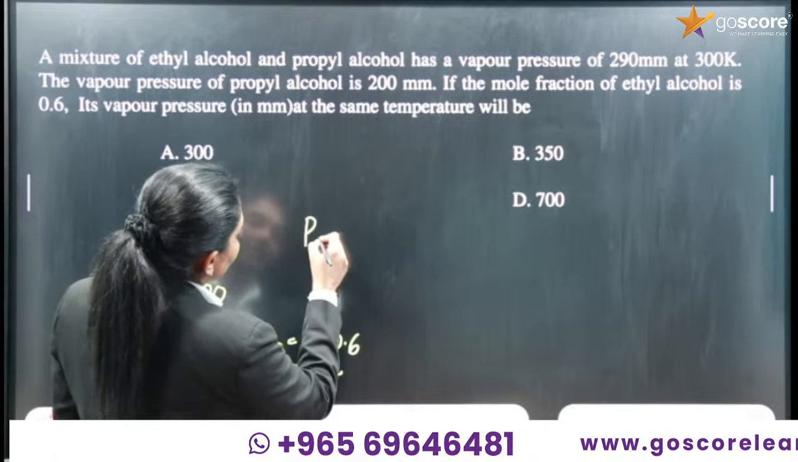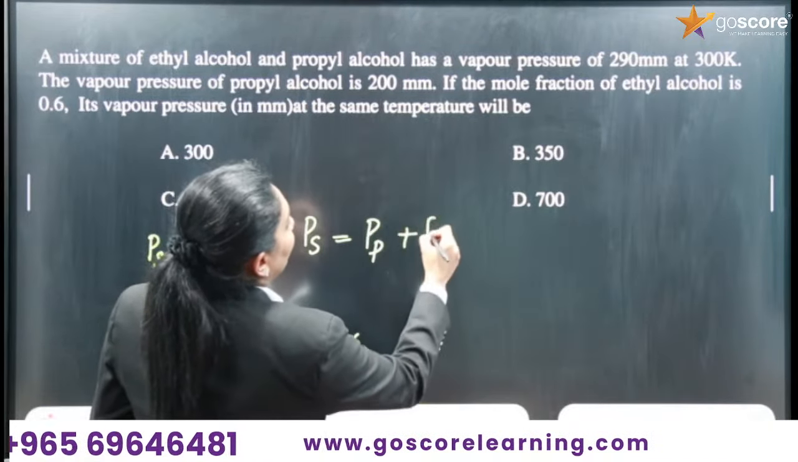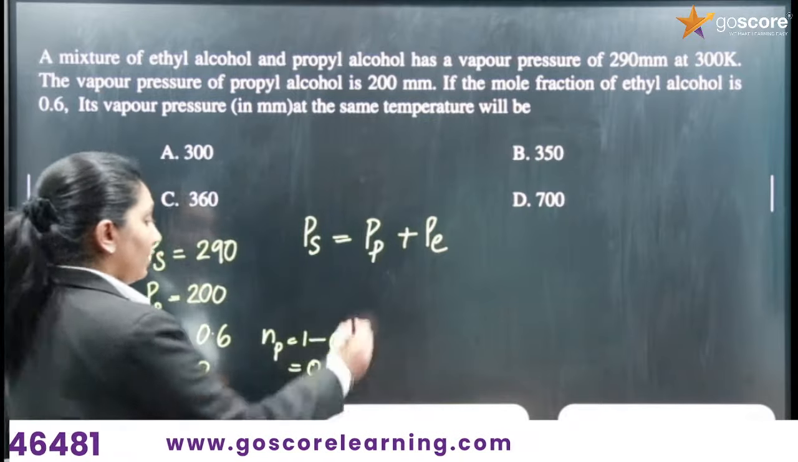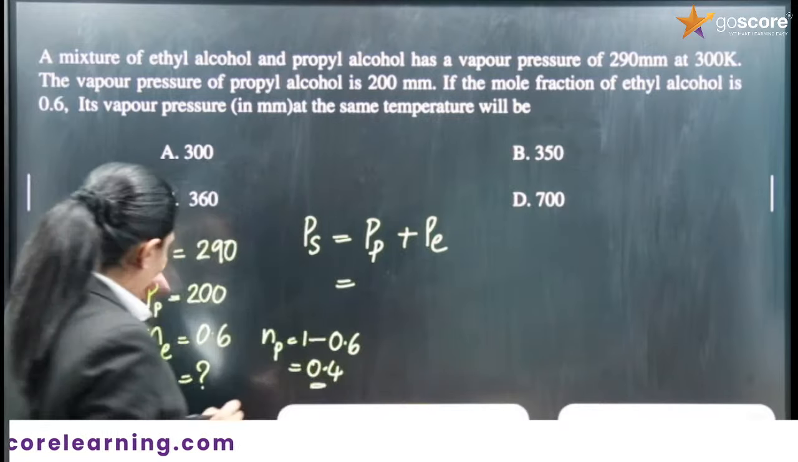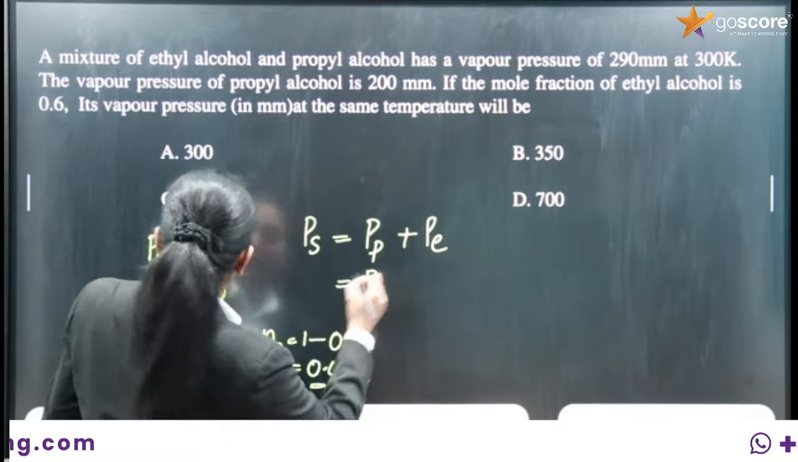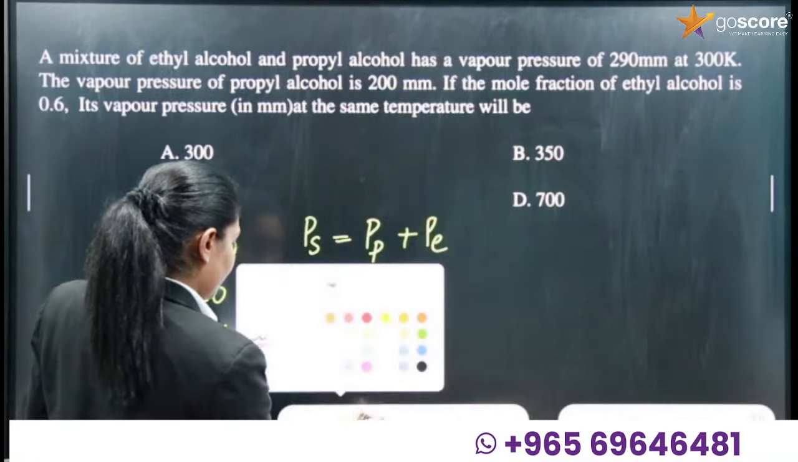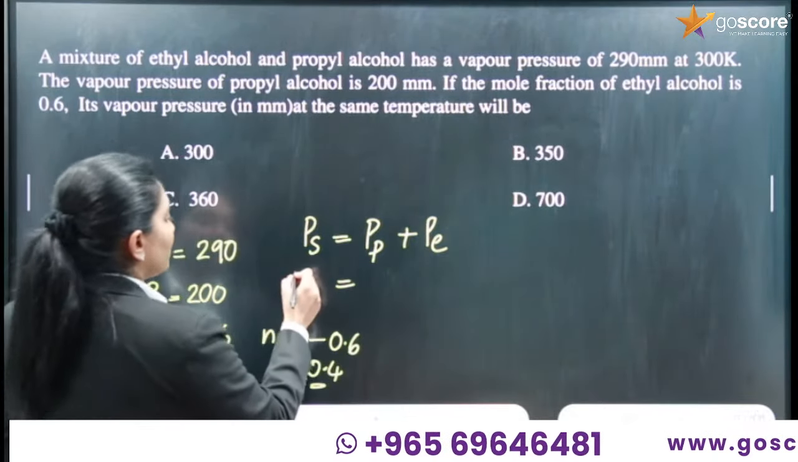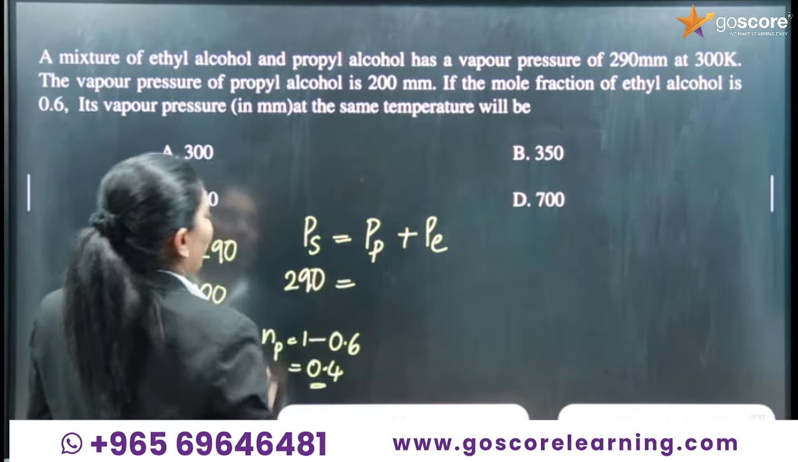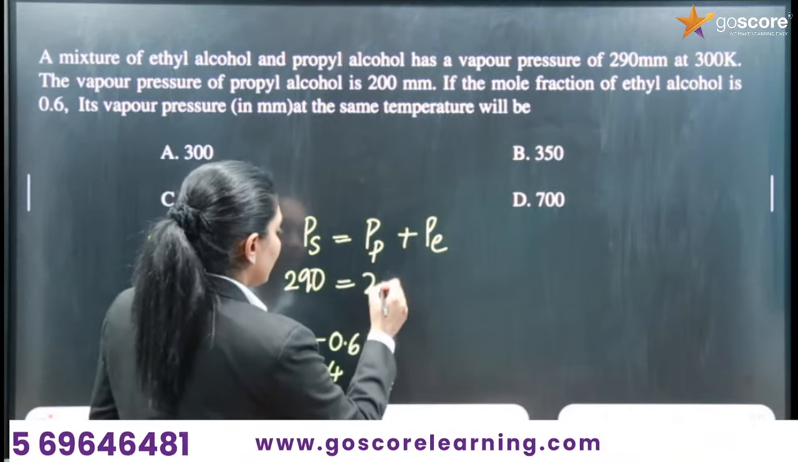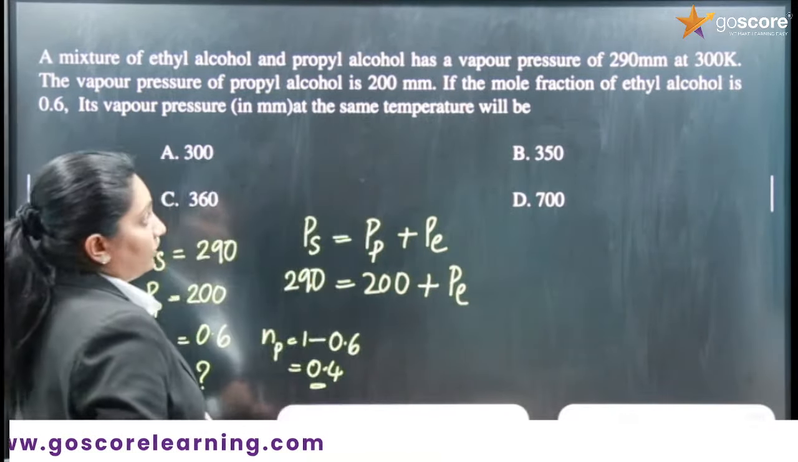By doing this, PS is equal to what? The pressure of propyl alcohol plus the pressure of ethyl alcohol, right? So PS is equal to the total vapor pressure. P naught P plus PP, it is given. The total pressure is given as 290, plus the pressure of this one it is given 200, plus this is what we want to find out, right?